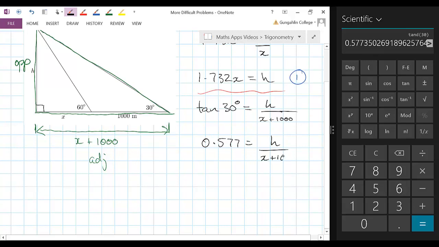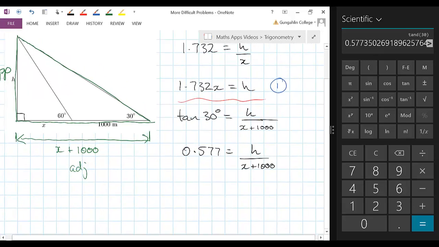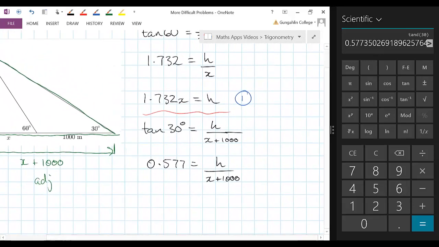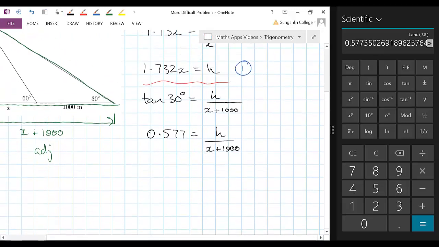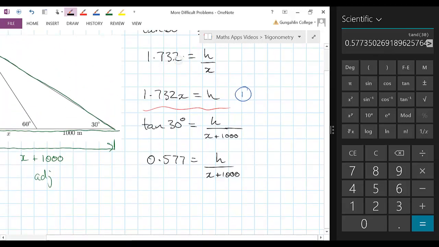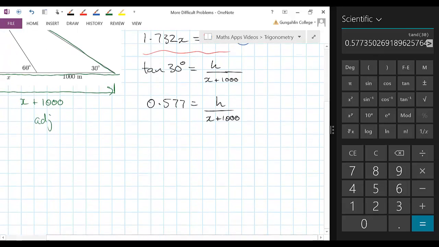Okay, almost there. What I'm going to do now, as I did before where I multiplied the x up to get it off the denominator, I'm going to do the same thing here. We've got to be careful though because we've got two things we're multiplying, so I need to write them in as brackets. So 0.577 outside of this thing in brackets, x plus 1000 equals h. Alright, so we're going to call this equation number 2.